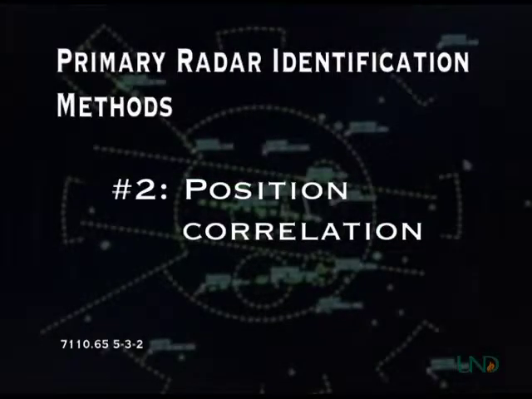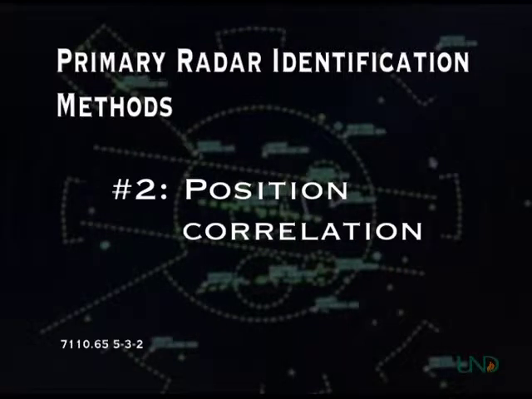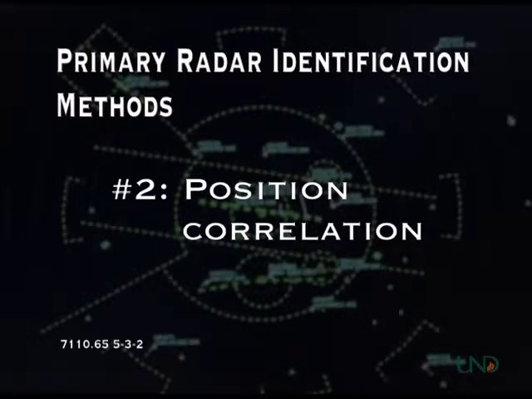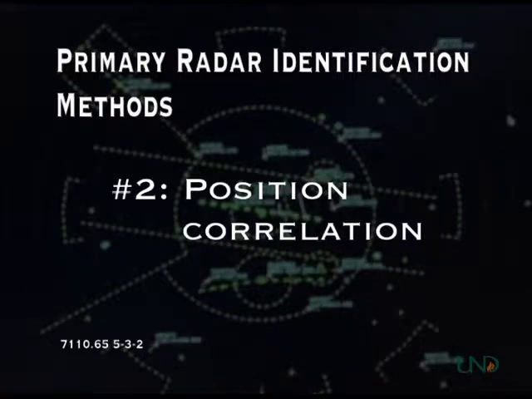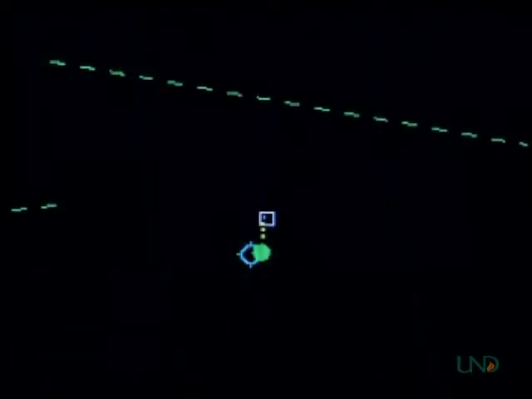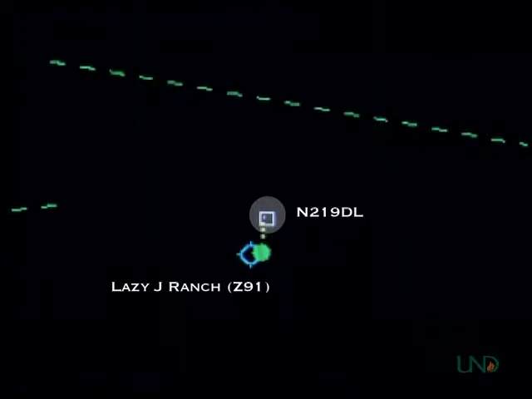The second method is called position correlation. This method involves the pilot reporting his or her position relative to a fixed or visual reporting point, and the controller observing the target at that location in a heading that is consistent with the pilot's reported intentions. In this example, an aircraft has just taken off from Lazy J Ranch heading north. The pilot is squawking VFR and is requesting flight following. The pilot reports that he is 1 mile north of Lazy J Ranch.